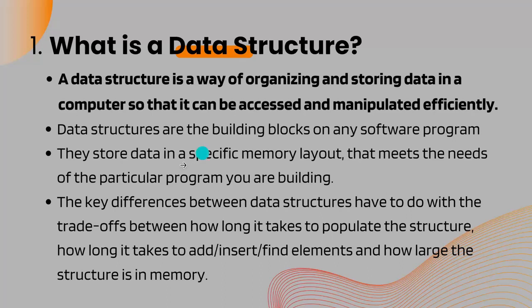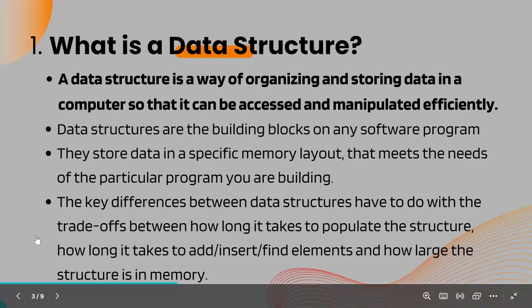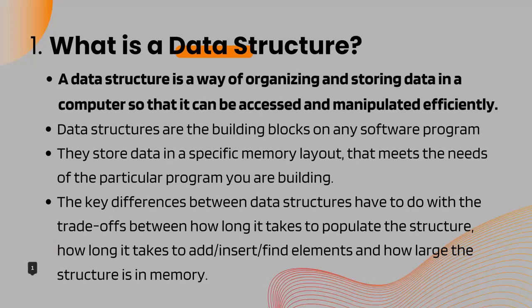So we're saying here, the key differences between the data structures have to do with the trade-offs between how long it takes to populate the structure, how long it takes to add, insert, or find elements, and how large the data structure could be. It has to do with one data structure having some advantages over others in some cases, and then maybe the same data structure being the worst in another case. An example would be the array again.